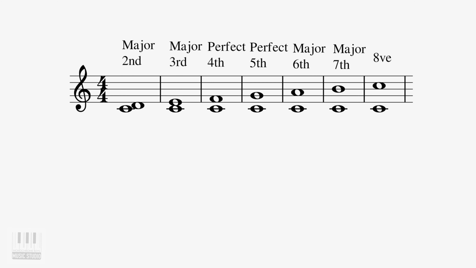The main way we're going to define all of our intervals is semitones. Semitones are the building block of music, just like intervals are the building blocks of harmony. Let's count the amount of semitones between C and D.